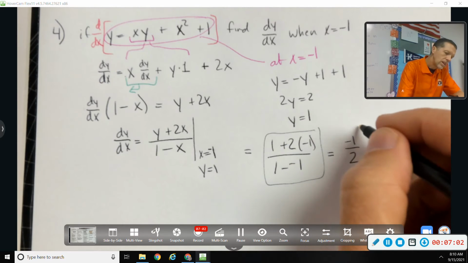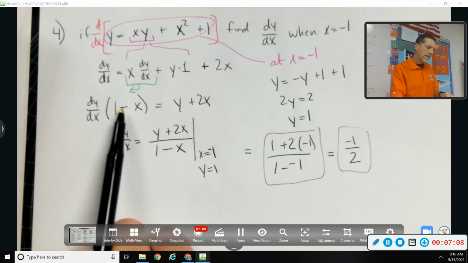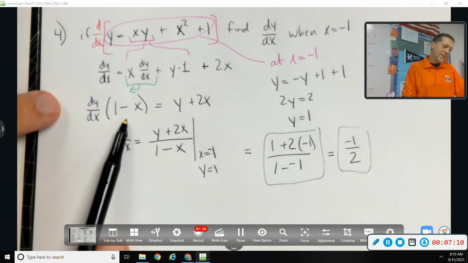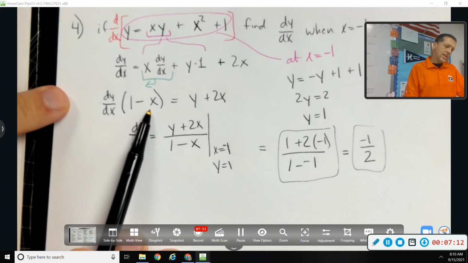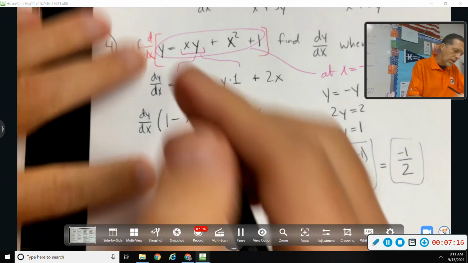When you moved over the x dy/dx, why is it 1 minus x? I don't know, I got just 1 negative x in the bottom. So I should have shown that step more clearly.